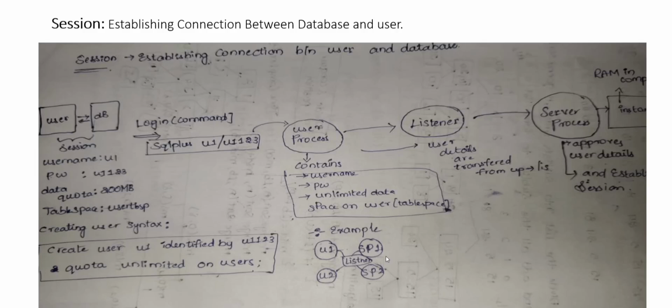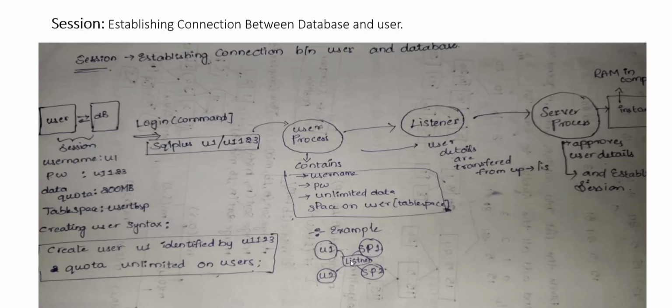The listener is just a mediator. It transfers the user details to the server process, and it has another role. It controls the traffic, in the sense that if n number of users want to establish a connection with the database at the same time, the listener will control the traffic. That means the listener will be only one, while user processes will be many. Each user will have one user process and one server process, and the listener will be one.